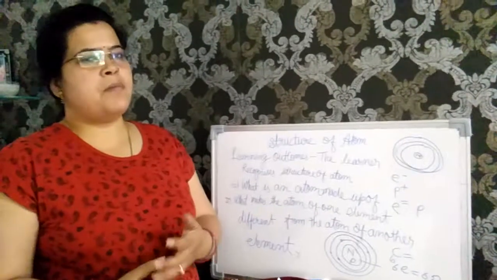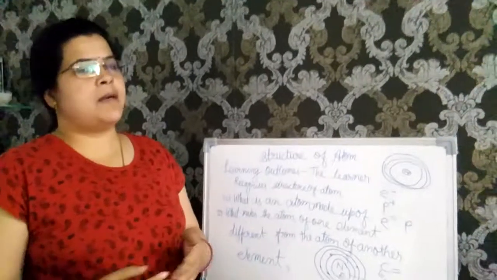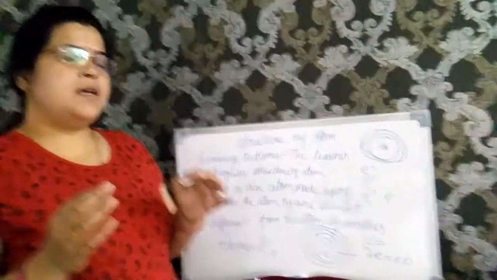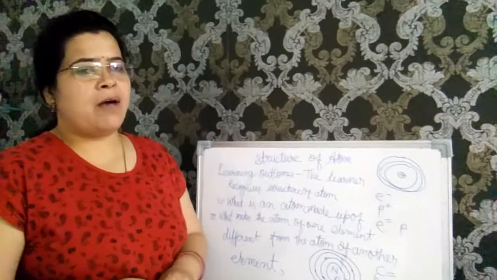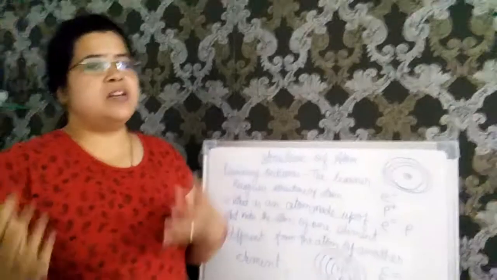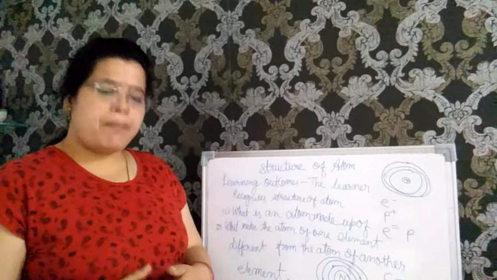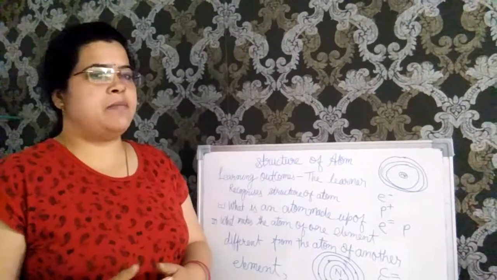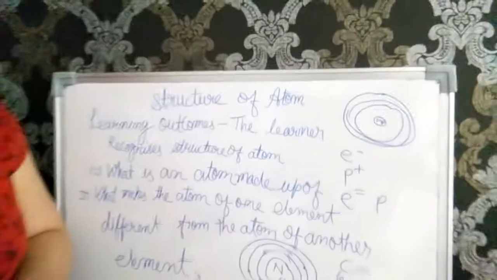Today we will learn about the structure of atom. You have learned in the previous classes about the atom. Atom is the smallest unit of an element. In biology, you have learned that the cell is the basic structural and functional unit of our life. Similarly, if we talk about an element, the smallest unit of an element is the atom. So today we will discuss the structure of atom.